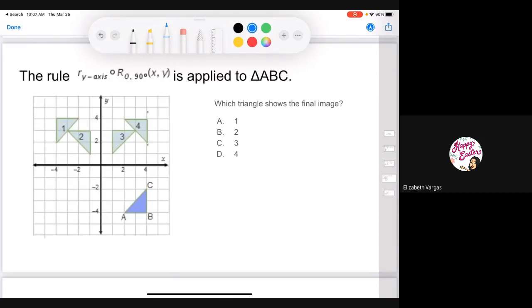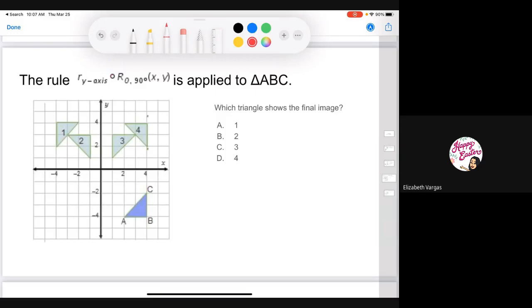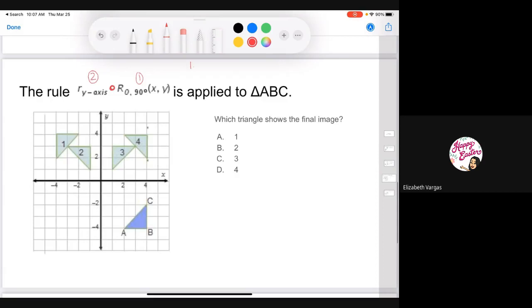Here is the next problem we might encounter. And this one basically says the rule. So we're given a composition is applied to our pre-image ABC. The triangle shows the final image. So here we have our composition. We know this is a composition because we see this symbol right here. And we know we read compositions from right to left. So this one would be first. This one would be second. The first one would be a rotation about the origin 90 degrees. And then the second one would be a reflection across the x-axis, or the y-axis, sorry.